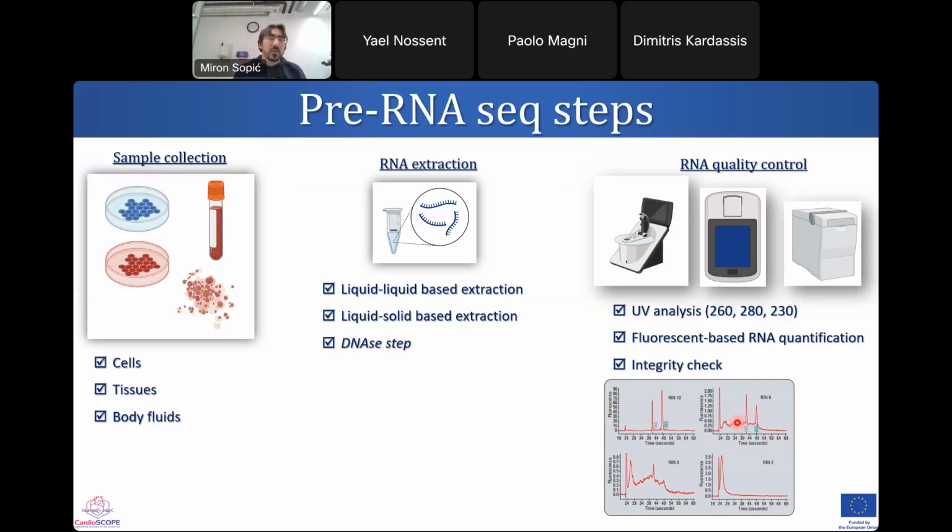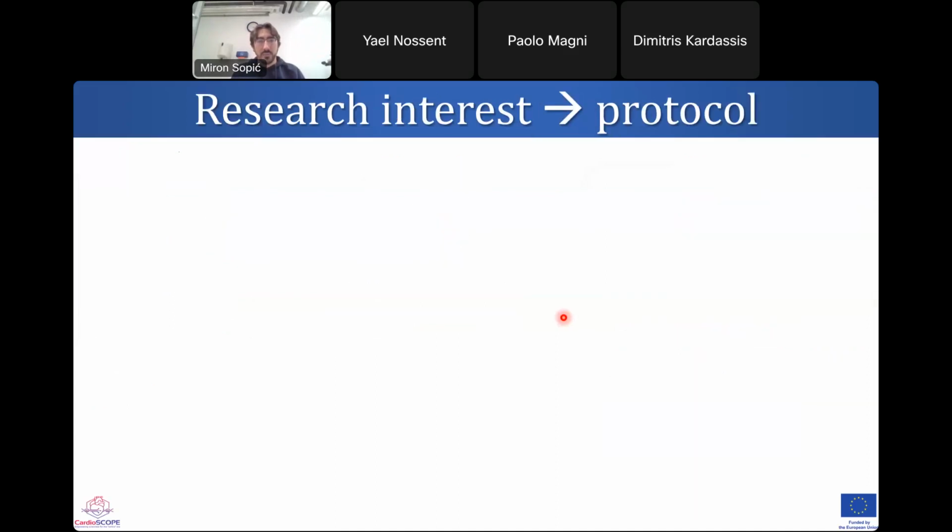When you ask people what type of RIN number is required for sequencing, they will always tell you above 9, but in reality, above 8 is good enough for sequencing. Below 6, I wouldn't go and spend your money on those types of samples when it comes to sequencing.